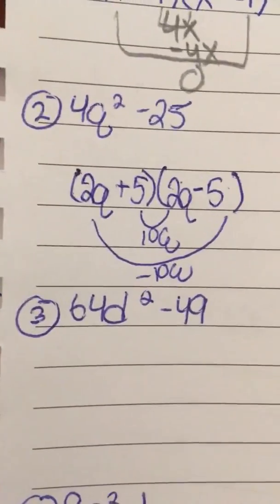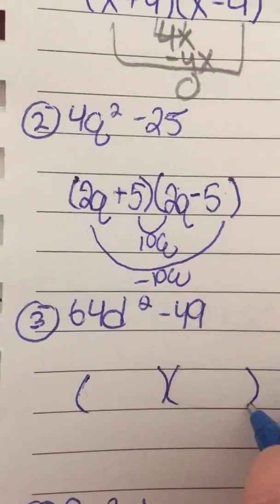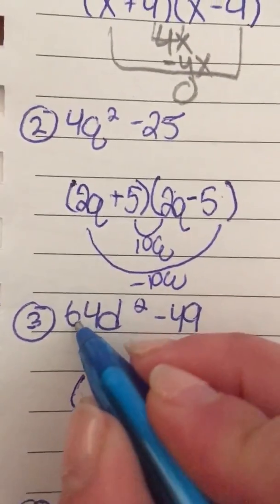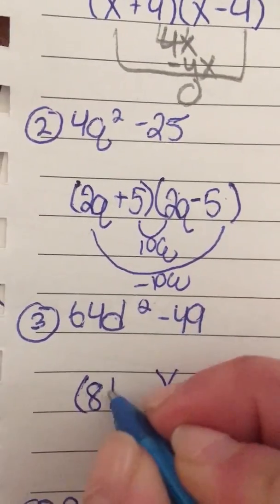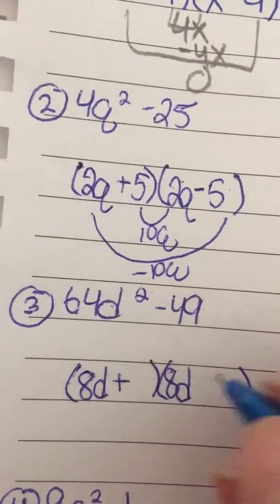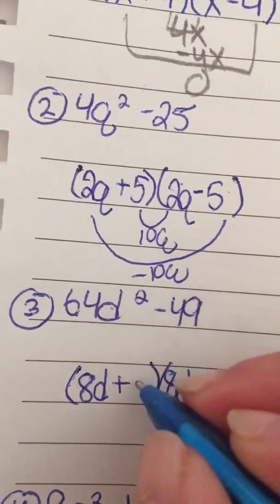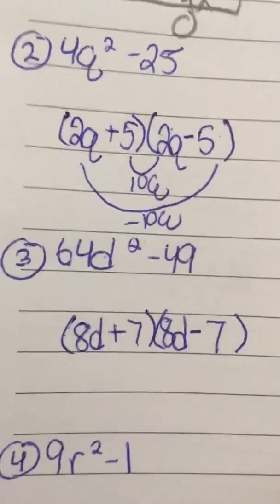Do a couple more together. So again, set up your parentheses and take your square roots. Square root of 64 is 8. Square root of d squared is d. So 8d goes first. Put your signs, one plus, one minus, and then the square root of 49 is 7. So that's all you're really doing for this section.